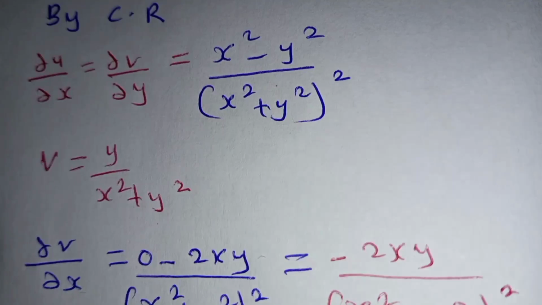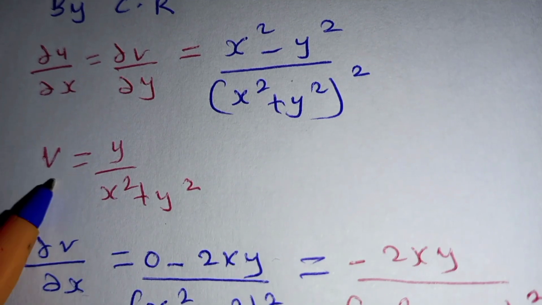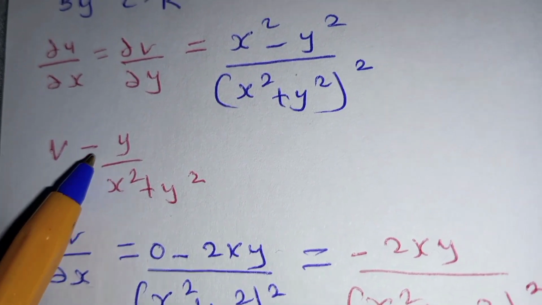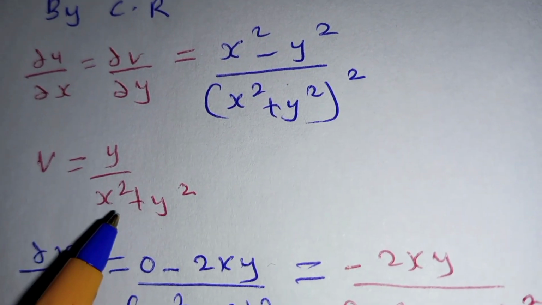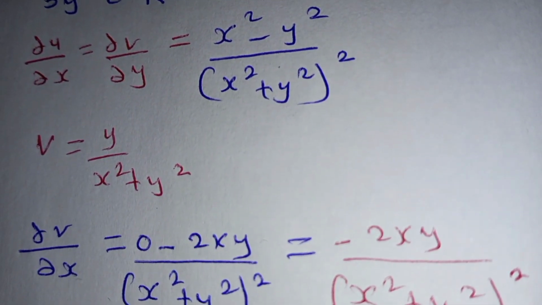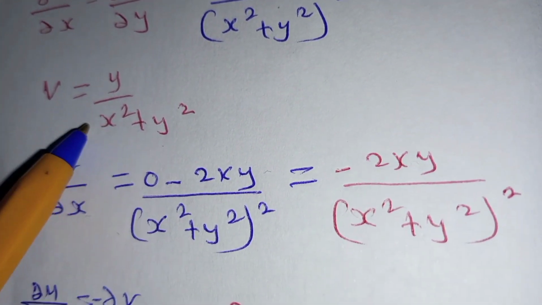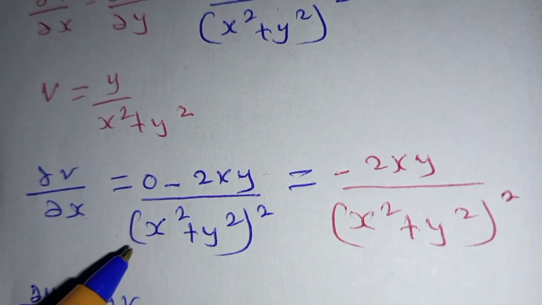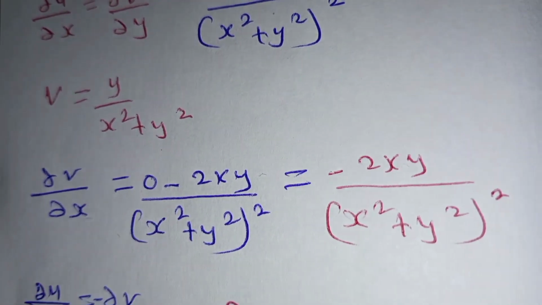Now, from there we get the partial of v with respect to x. By quotient rule, we differentiate y with respect to x, it will be 0 minus. We differentiate the denominator as we own the numerator constant. So, we are going to differentiate x squared, which will give you 2x, times y, which is going to give you 2xy. Then we square the denominator, which is x squared plus y squared, everything squared.